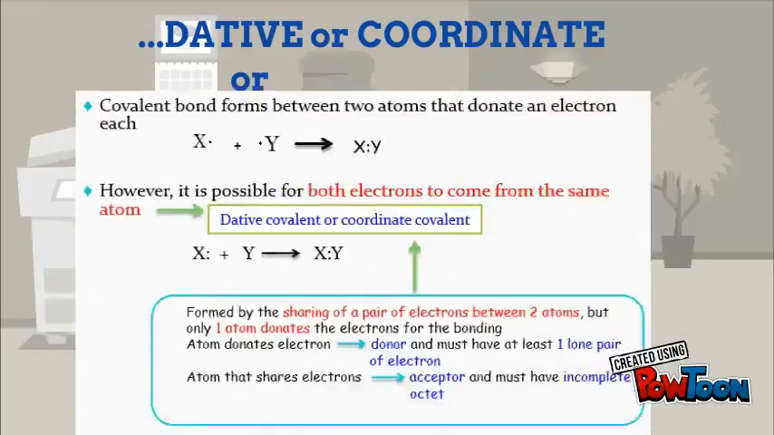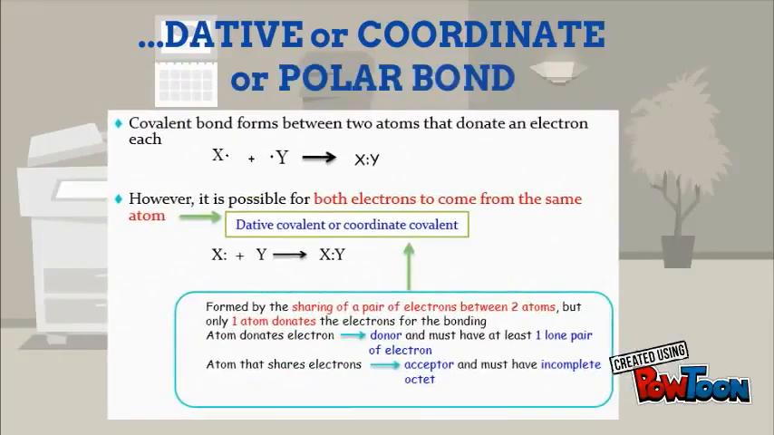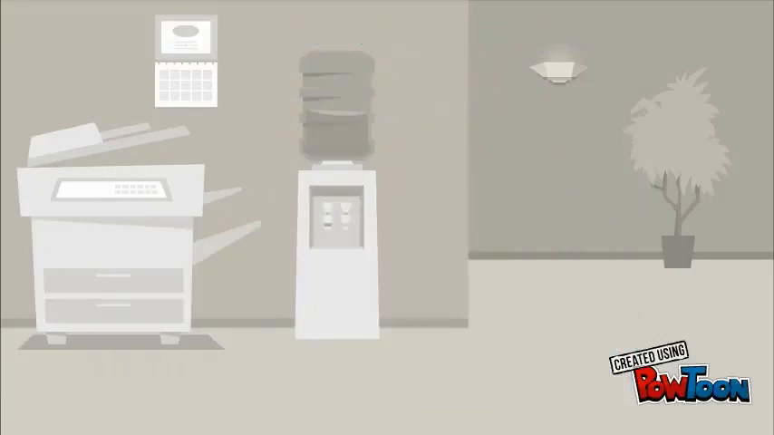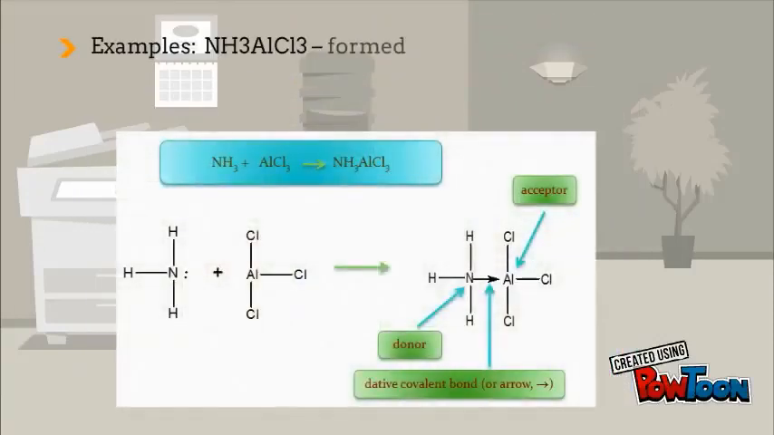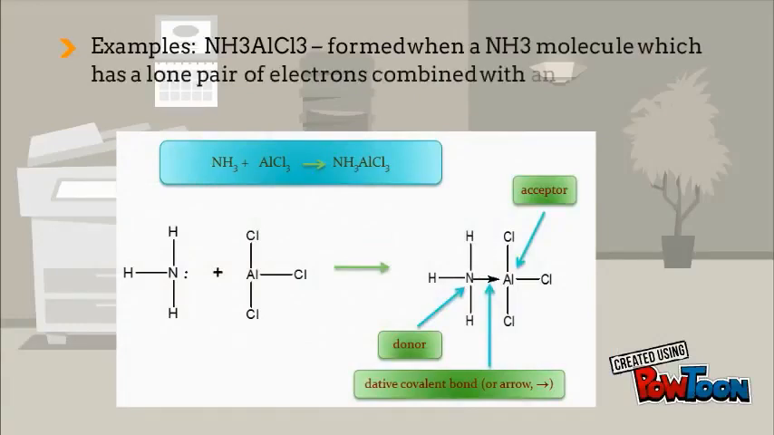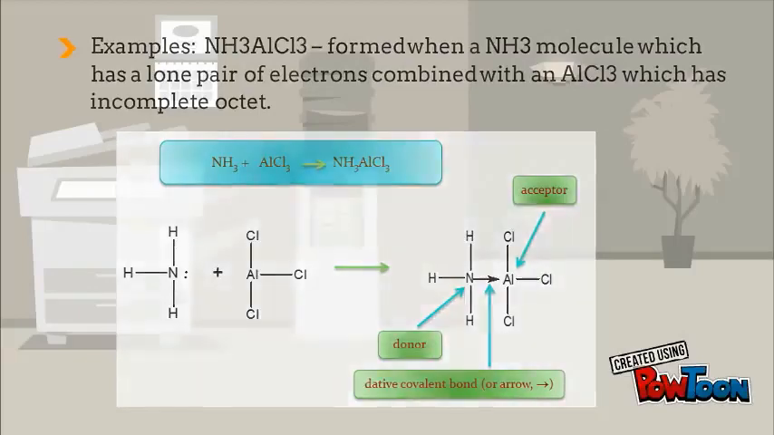Continue from dative or coordinate or polar bond. Example: NH3BCl3, formed when an NH3 molecule, which has a lone pair of electrons, combines with a BCl3 which has an incomplete octet. Refer to the image below.